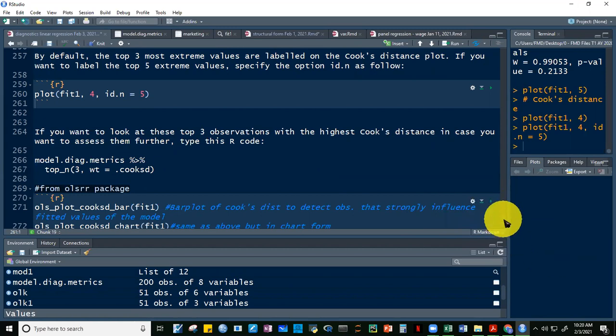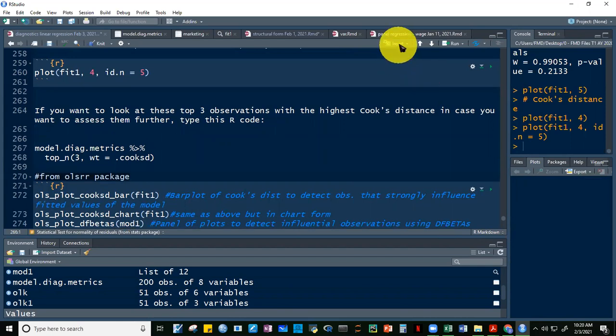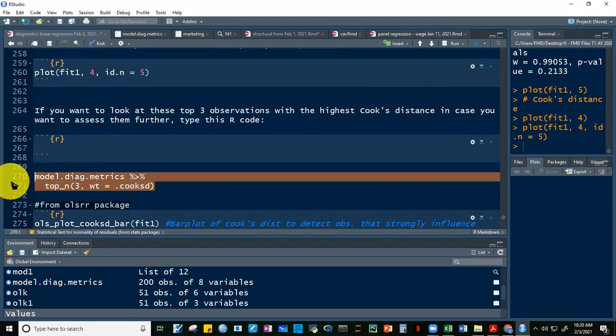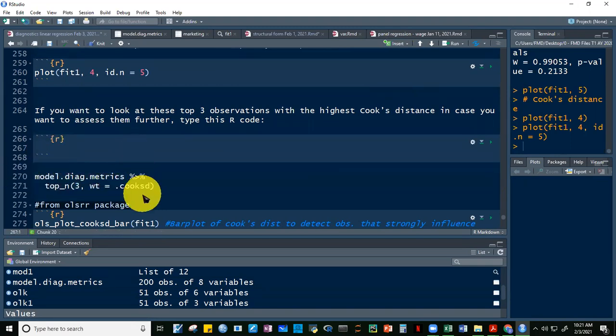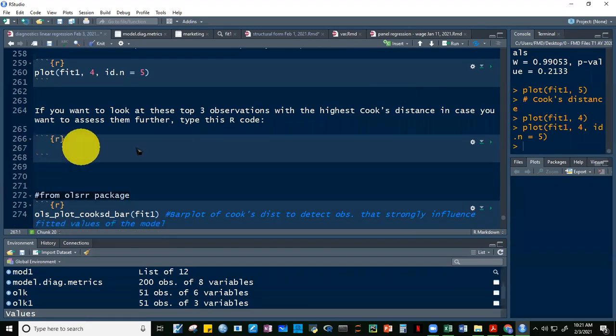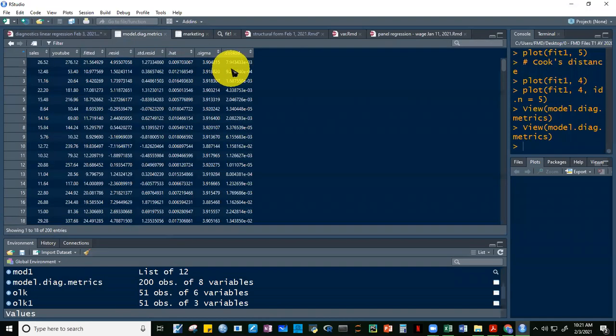Okay, so sorry, hindi ko nalagay dito to. Pakilagay natin yung code na to, guys. Chunk, control X. Okay. So, di ba, guys, meron tayong object kanina, ito, yung model diagnostic metrics, di ba?